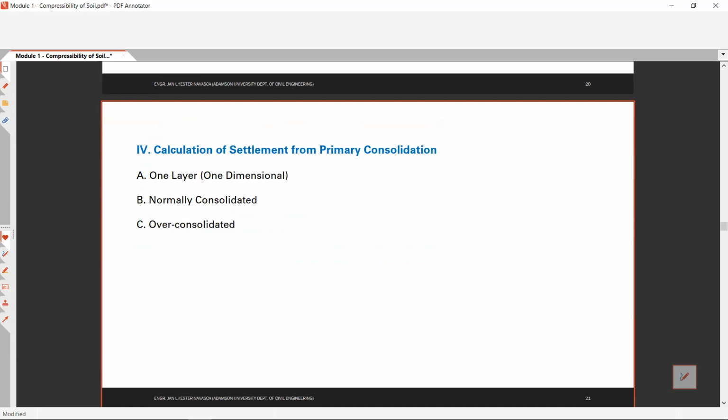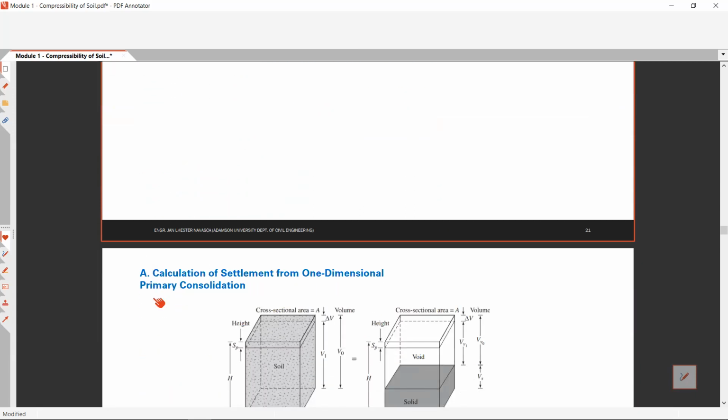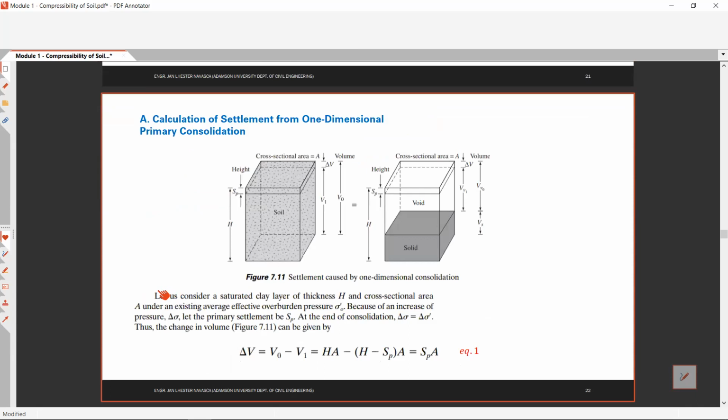For the calculation of settlement from primary consolidation, we are dividing that into three categories. Number one is the one-layer, or one-dimensional, laboratory testing lang to. Next is normally consolidated soils and over-consolidated soils. Dito muna tayo sa calculation of settlement from one-dimensional primary consolidation.